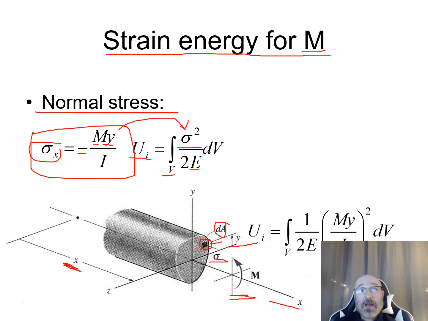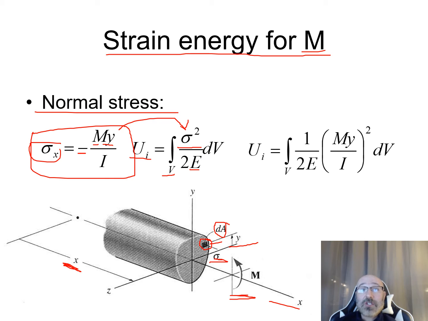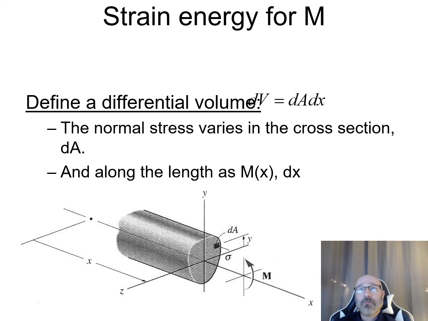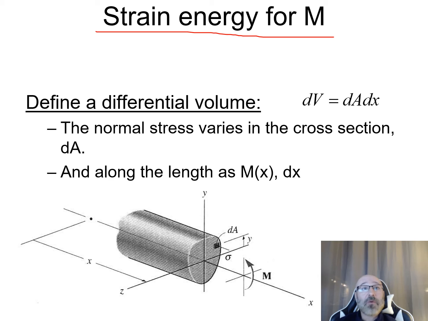We'll do that, and what we'll see now is that our strain energy is equal to the integral over our volume of 1 over 2E, 2 times our modulus of elasticity, times, when we plug in for our normal stress, My over I squared, dV. So this is now our strain energy for an external moment M. Now, if we take a look again at the strain energy for this external moment M, we want to find a differential volume, because right now it's dV.